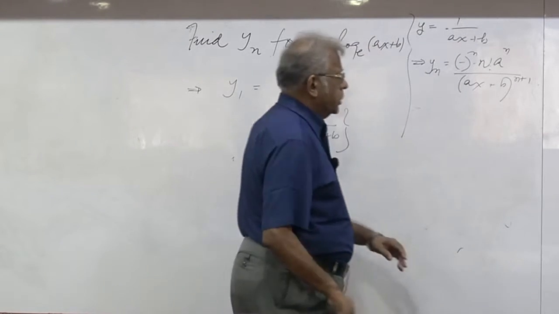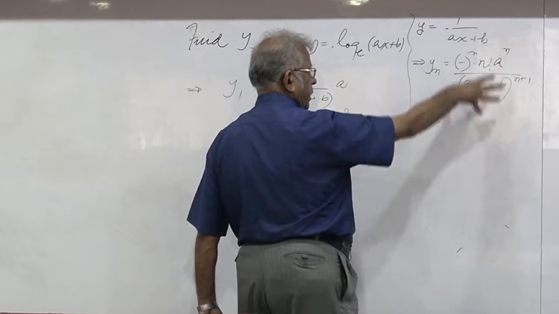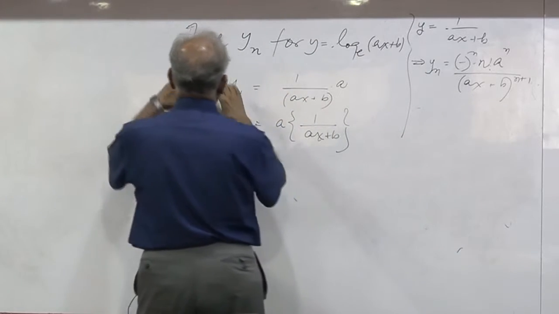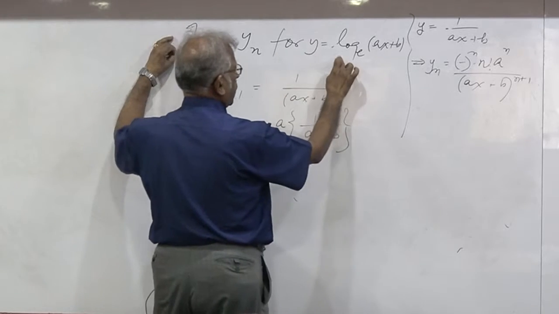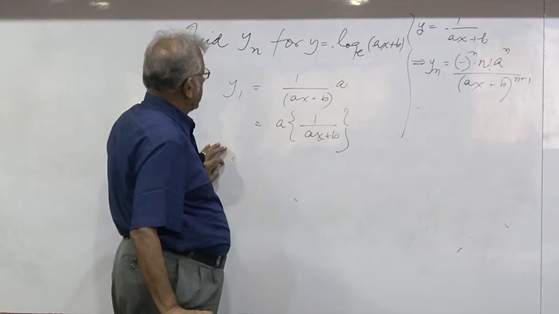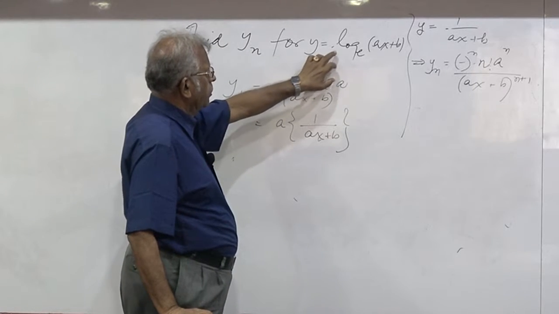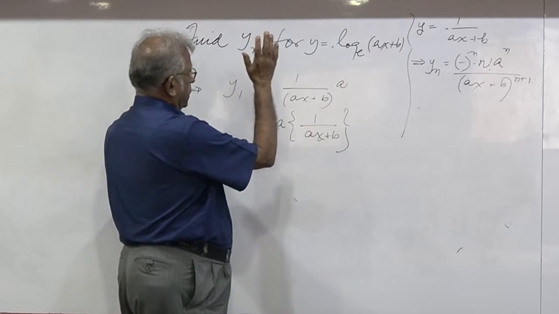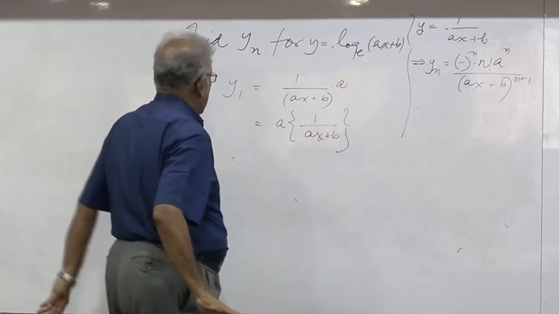We will now use this particular result which we have just written down, and I will show you why I have written this down. Because the next problem I have put up on the board is: find y_n for y is equal to log ax + b. I repeat the problem: find y_n for y is equal to log base e of (ax + b). We will see how the solution of this depends on that formula.